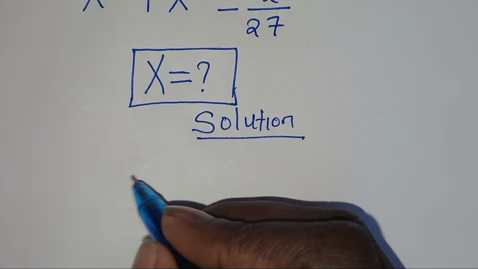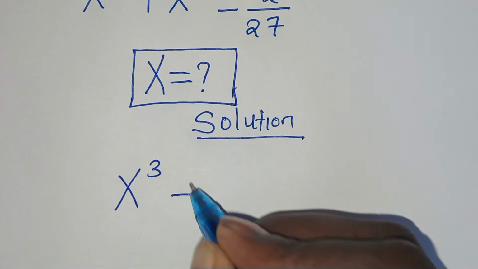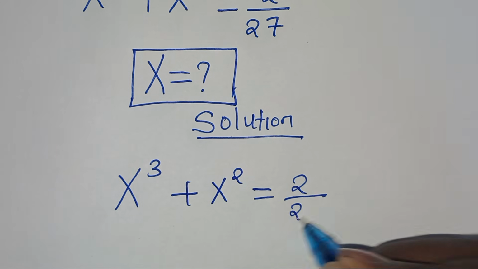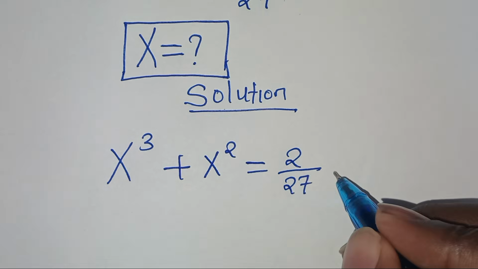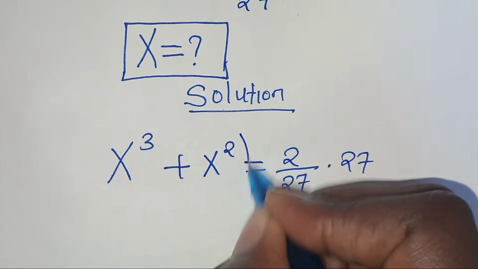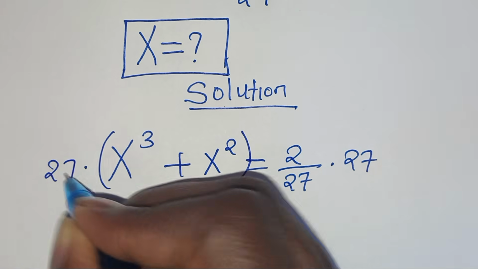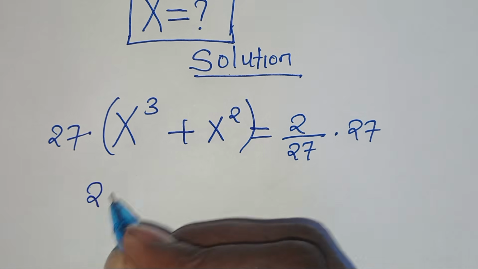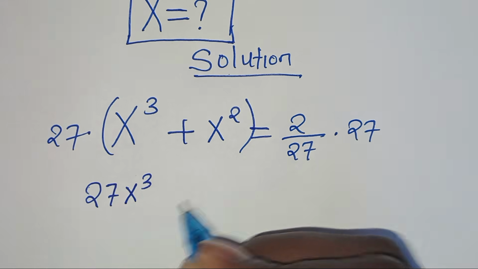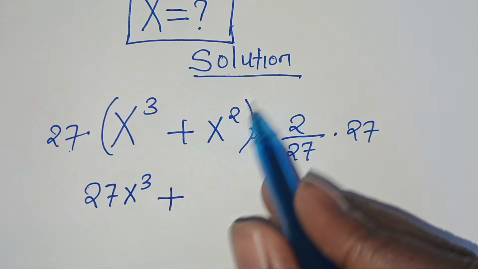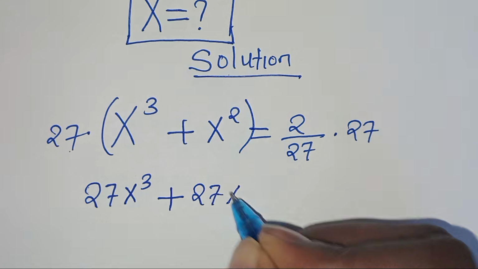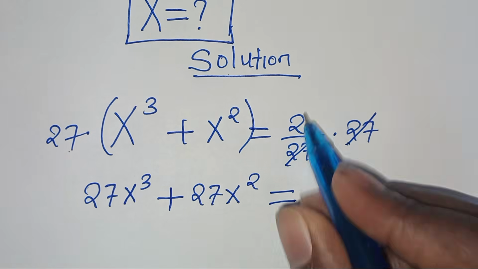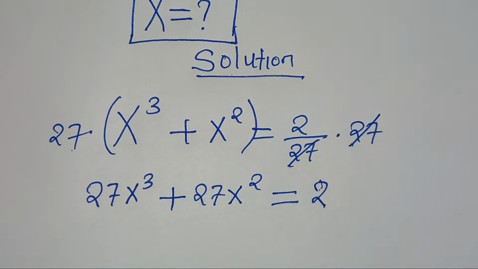So we have x to the power of 3 plus x to the power of 2. This is equal to 2 over 27. Now let's multiply both sides by 27. So now here we have 27 times x to the power of 3, so this becomes 27x to the power of 3, then plus 27 times x squared. This is 27x to the power of 2. And this is equal to, now 27 and 27 simplify, so we have this is equal to 2.